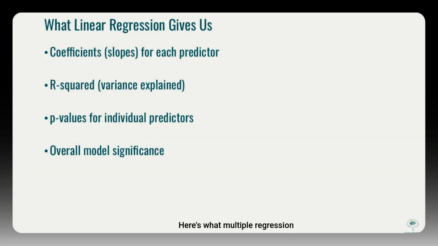Here's what multiple regression gives us. A coefficient for each predictor: how much GPA is expected to change with a one-unit change in that variable. A p-value for each predictor, testing whether its effect is significant. An R-squared value, which tells us how much of the variation in GPA we're explaining with the model. An F-test for overall model significance. Regression answers for us: which variables are significant predictors? How much does GPA change for a one-unit change in each predictor? How well does the model explain the outcome overall?